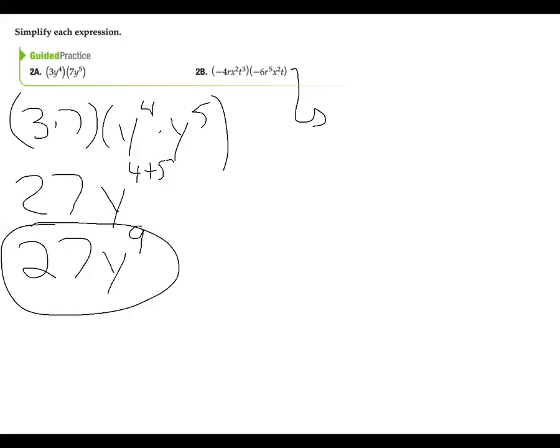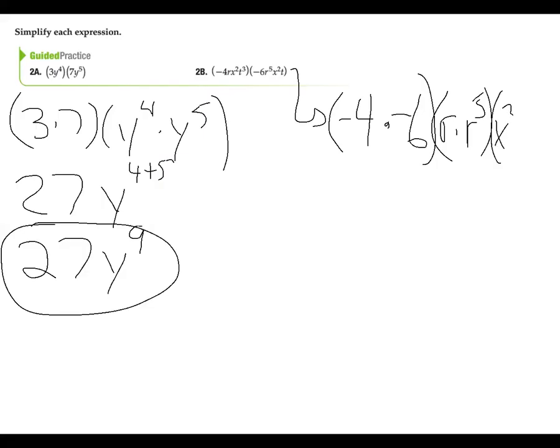This one, here we go. You have -4 times -6, and then you have r times r to the 5th. Try to squeeze this all in. X squared times x squared, and then t cubed times t.